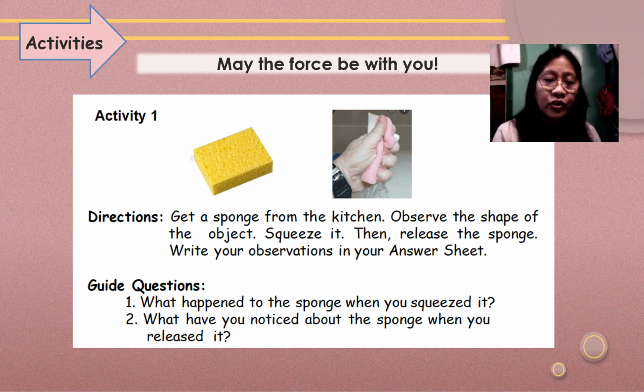So for your questions to be answered as your guide, so you can write your observations based on your activity 1. Here are the questions. Number 1, what happened to the sponge when you squeeze it? Question number 2, what have you noticed about the sponge when you released it? Okay, you can write your answers in your science notebook.